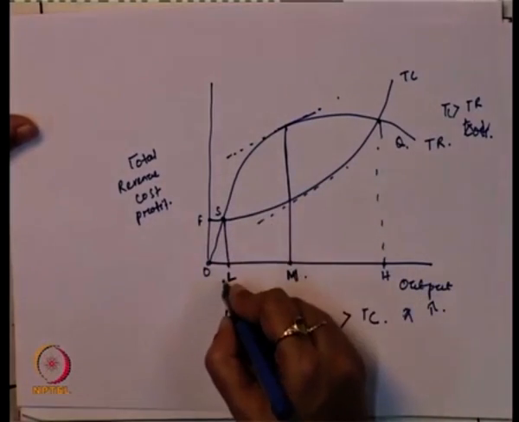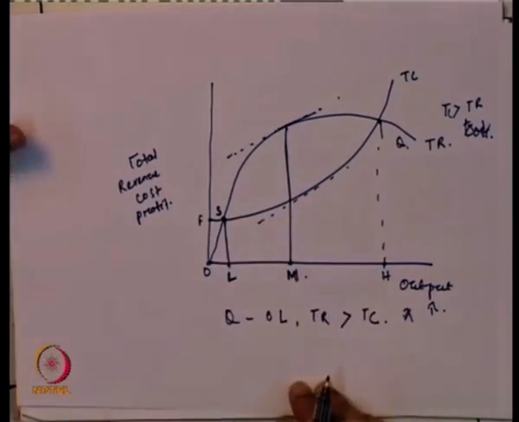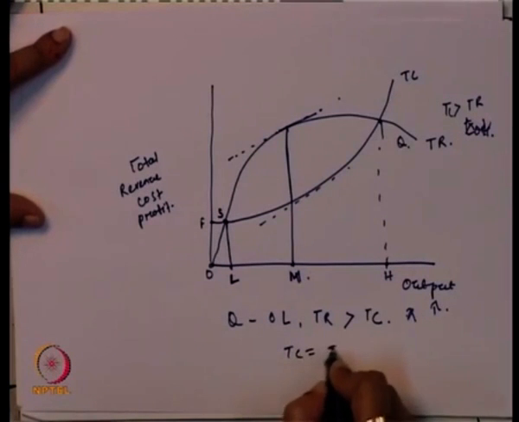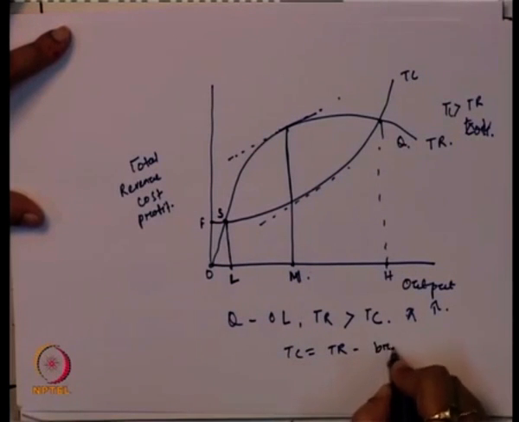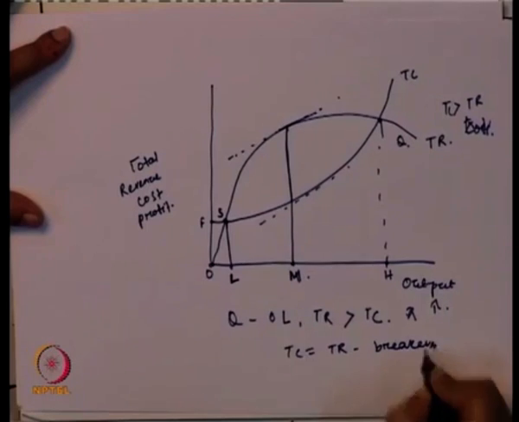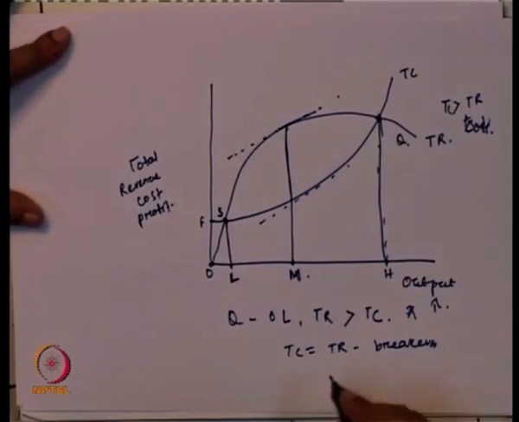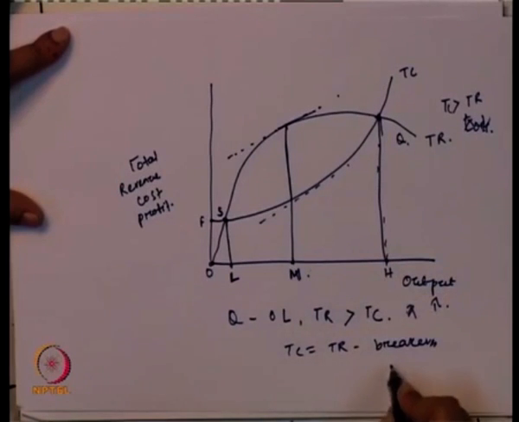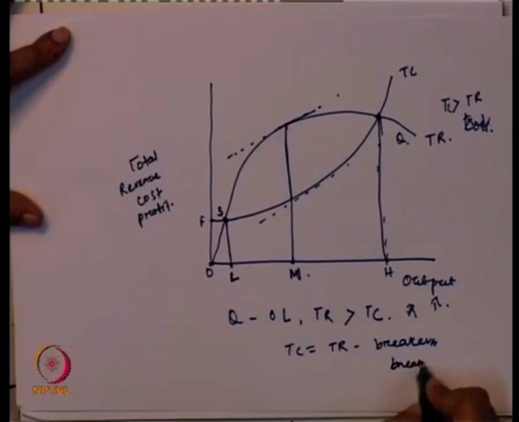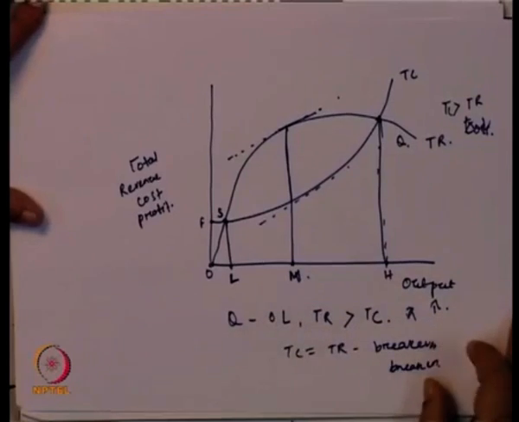One is corresponding to the L level of output, that is S, where the total cost is equal to the total revenue, that is one break even point, and the second point is where total cost is again equal to total revenue at the point H, where we get another break even point. So, we have two break even points.